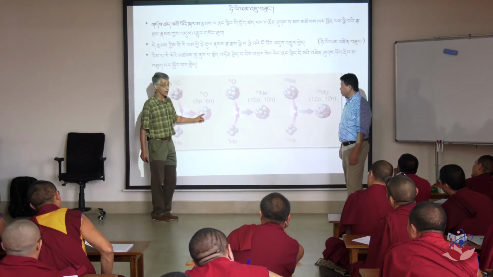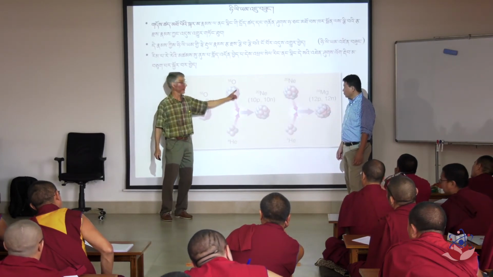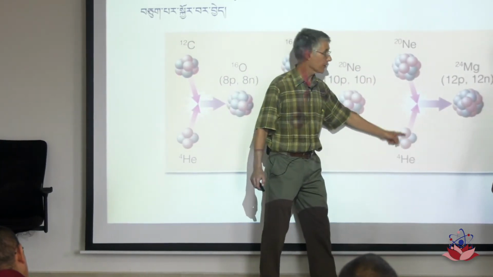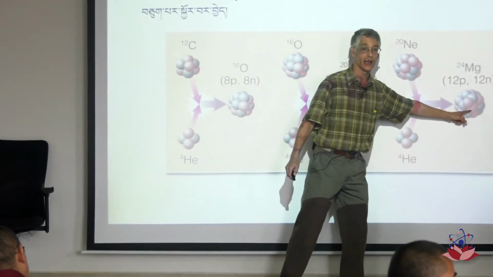So once you make oxygen, you can add another helium nucleus, and that gives you neon. Once you have neon, you can add another helium nucleus, and that gives you magnesium.